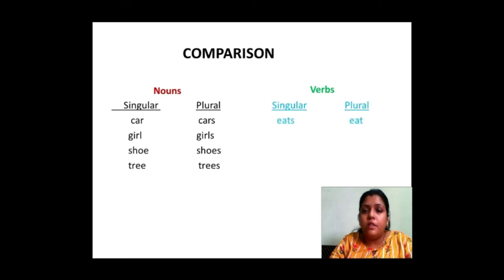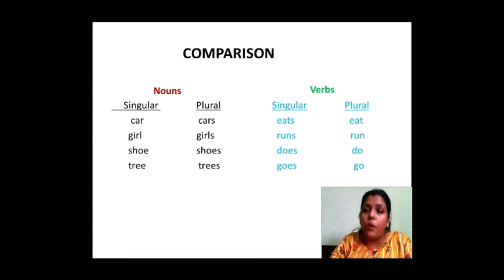For example, if you can see here, in plural, the verb is eat, and when we have to make it singular, we add s. Whereas in nouns, what we do, we add s to make it plural. In verbs, it is just the opposite of nouns. For making singular verb, we add s. So one example is eats, eat. Runs, run. Does, do.